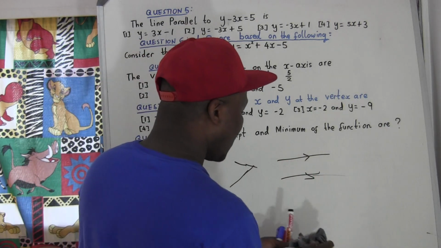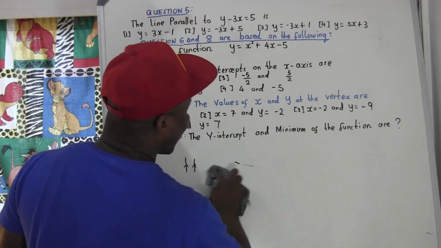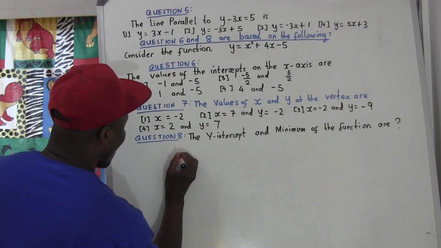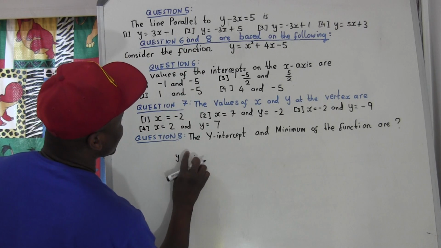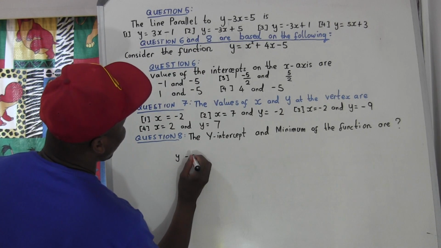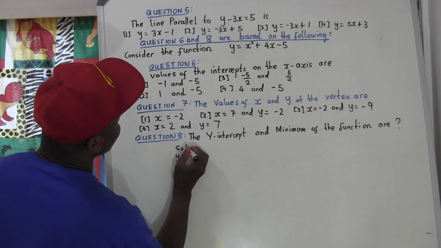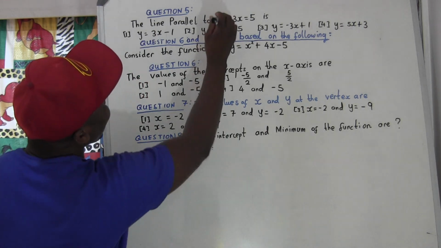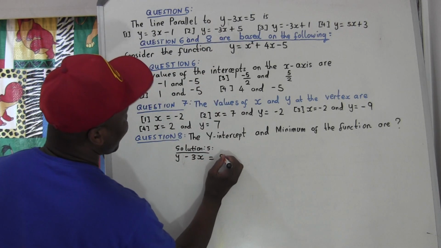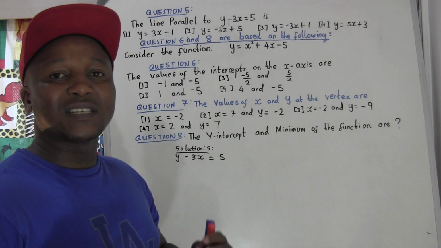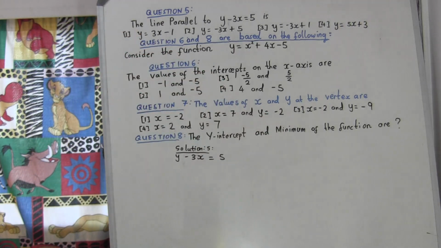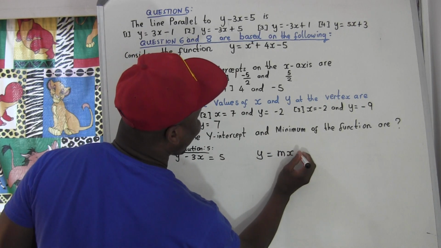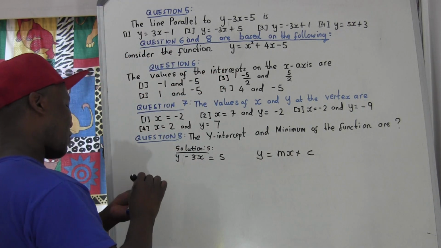So now, first and foremost, I'm going to rewrite my equation in standard form. The equation they give to me is y minus 3x equal to 5. First, write this equation in standard form of equation of a line. Standard form of equation of a line is like this: y equal to mx plus c. This is the standard form of equation of a line.